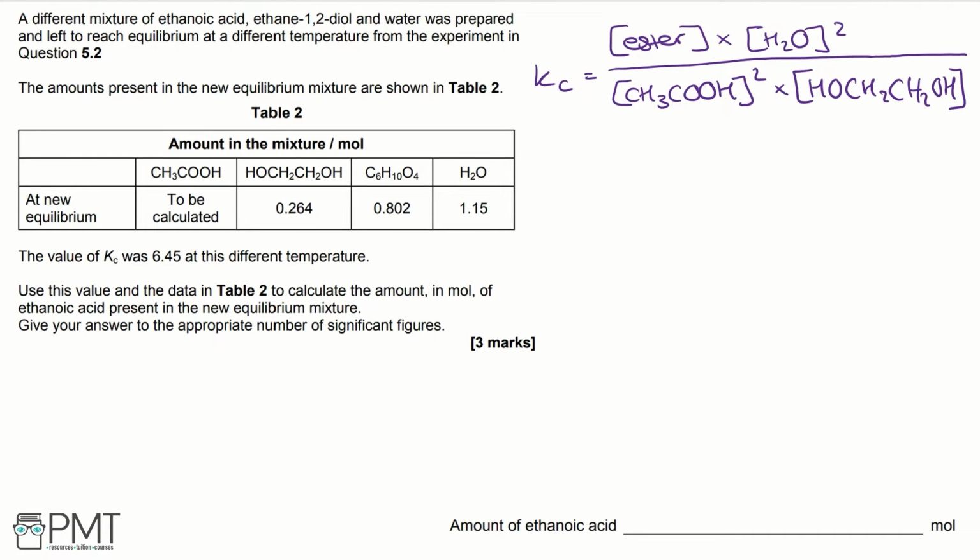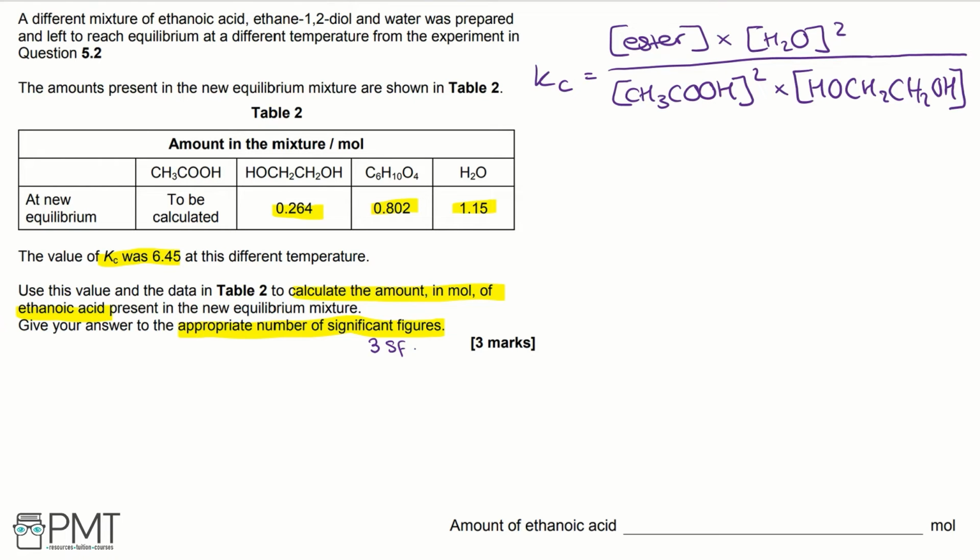So the first thing to do with this question is highlight the key pieces of information. So that's our moles of our diol, our diester and water, the value of Kc that's been calculated for us at this different temperature, and that we want to work out the moles of ethanoic acid present in the new equilibrium mixture to an appropriate number of significant figures. So usually that's going to be 3 significant figures because you keep the significant figures that are in the question. In this question there are 3 significant figures for every number that we've been presented, so our answer also needs to be to 3 significant figures.